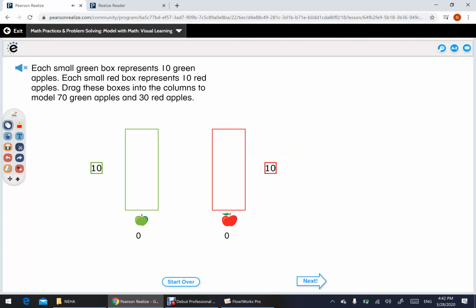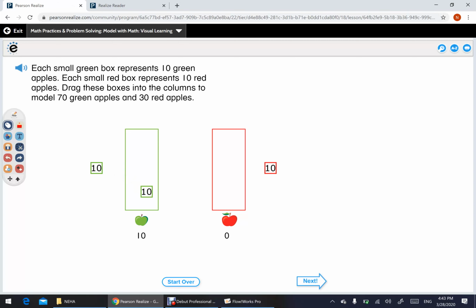Now, each small green box represents 10 green apples. Listen to this. Each small green box represents 10 green apples. Each small red box represents 10 red apples. Drag boxes into the columns to model 70 green apples and 30 red apples. So now here we need to drag the apples. We need to have 70 green apples and 30 red apples. So let's count with me. All of you count with me, okay?